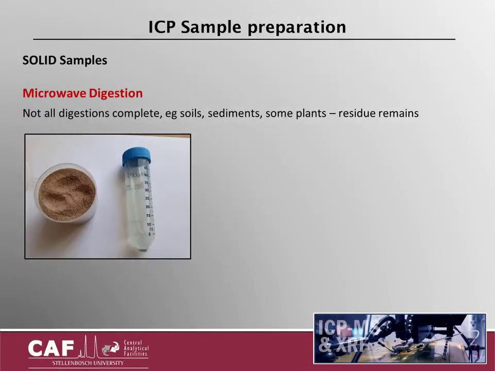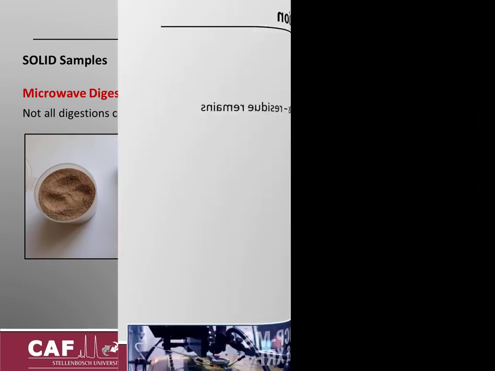It's important to note that during microwave digestions, not all sample materials will digest completely, such as soil sediments and some plant materials, where you do have a residue that remains because of insoluble silicate components of the samples. With the usual acids of nitric, hydrochloric or peroxide, this method still only is applicable to extractable content of the samples. It's not a complete digestion.